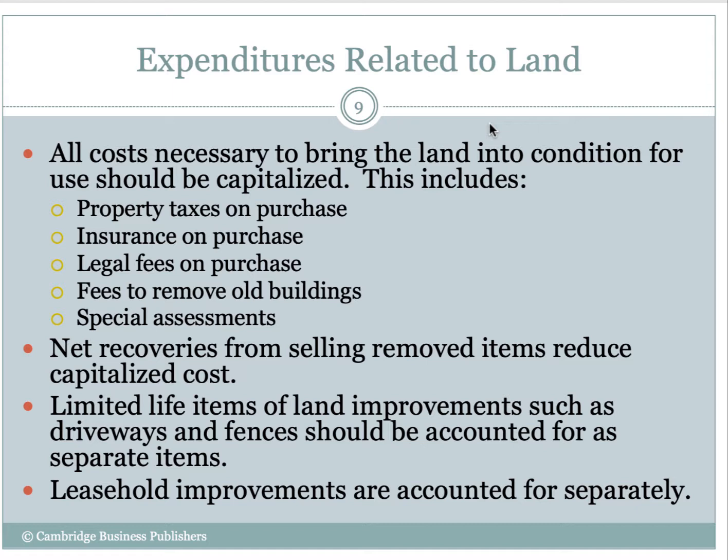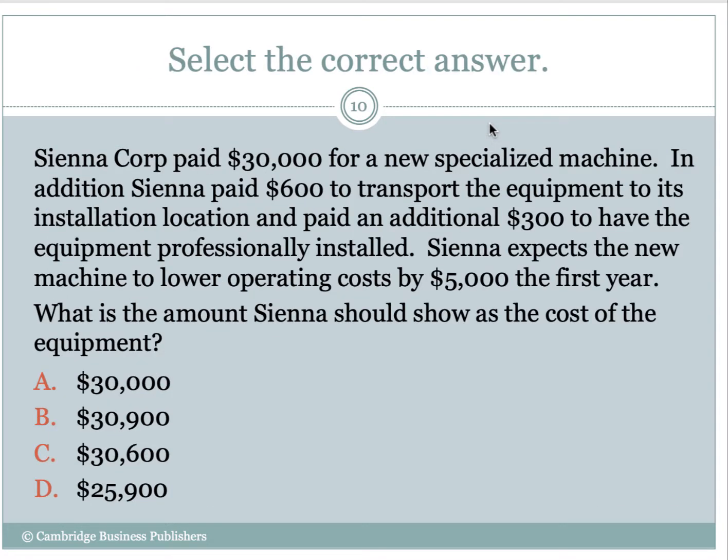Same thing with leasehold improvements. Let's say we're leasing the land and we tell the landlord, hey, we want to put some bushes and shrubs and make our parking lot bigger or whatever. The landlord says, no problem, go for it. That's a leasehold improvement, and we put those on our books separately as well.